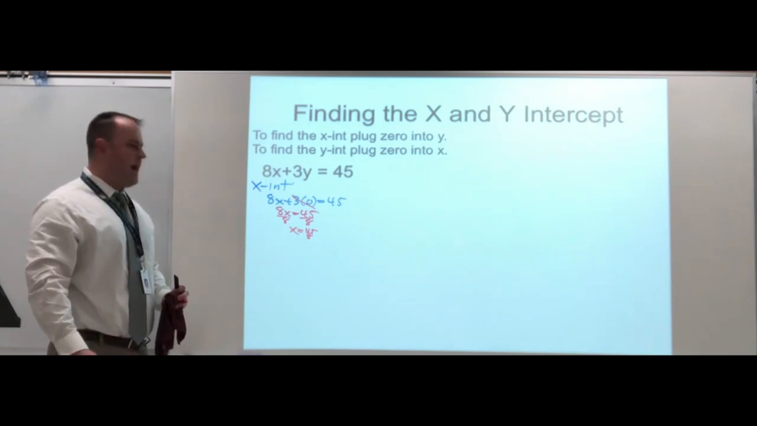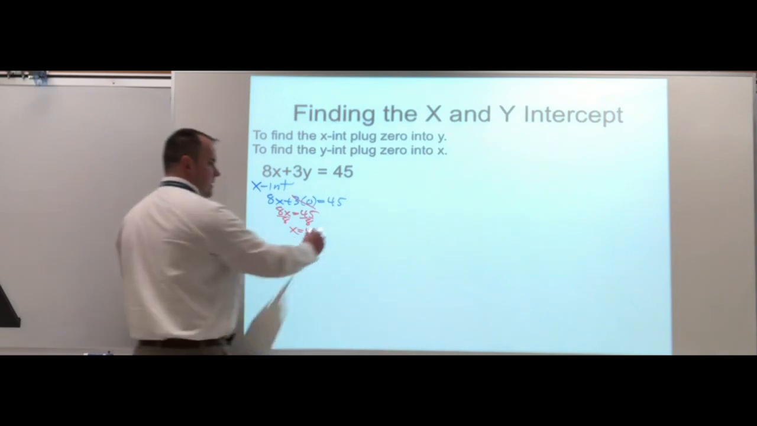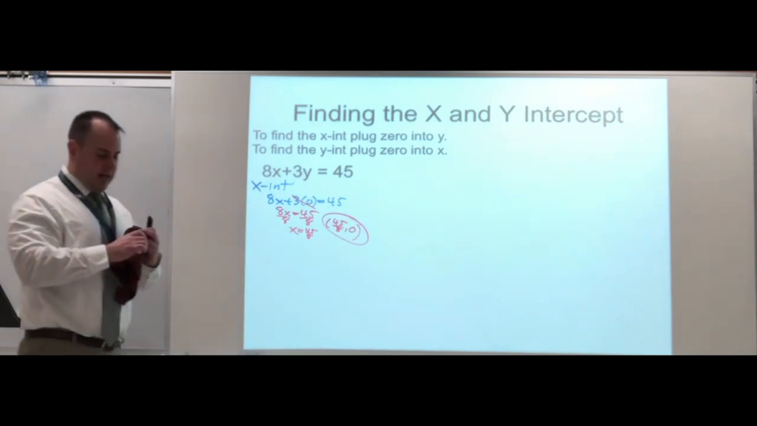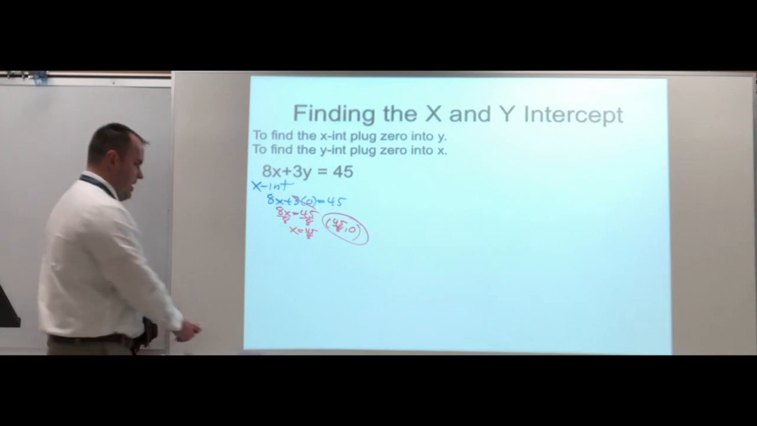No, so that's our x-intercept. Make sure you're writing it as an ordered pair. Okay, 45 over 8, 0 is my x-intercept. So it's not just x equals 45 over 8. I want it as an ordered pair.